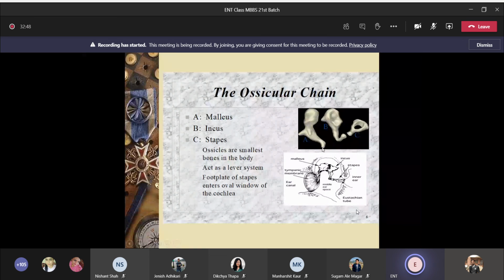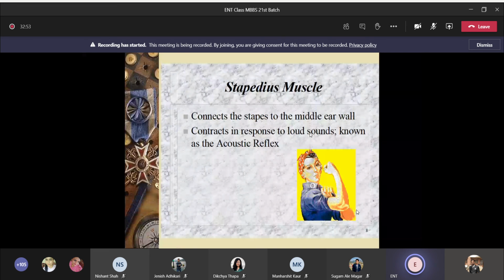Now, the stapedius muscle connects the stapes to the middle ear wall, and it helps prevent the inner ear from being damaged by high sound or high frequency sound. It contracts in response to very loud sounds, which is also known as the acoustic reflex. So it protects the inner ear.